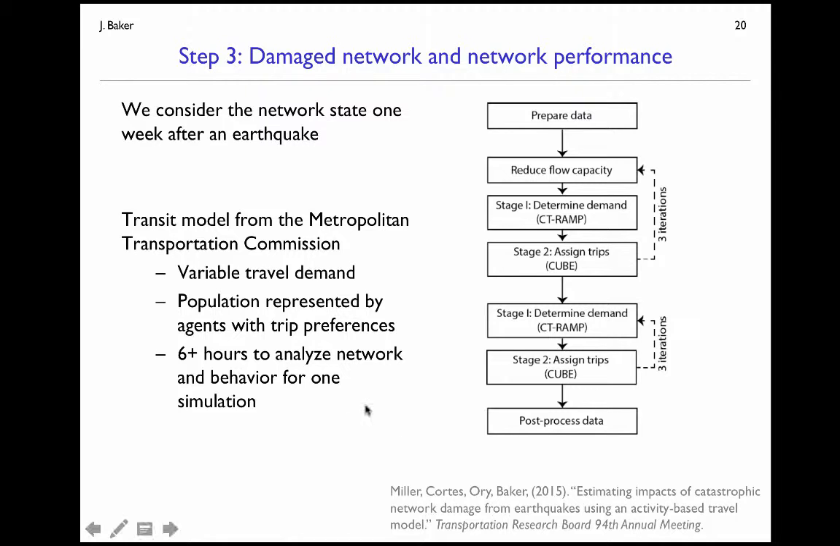Okay, so just a couple highlights is that we're going to head into the network. We're going to reduce the flow capacity on these damaged bridges, and then we're going to look at travel demand. This is using the CT ramp software. So based on the agent's travel preferences, we'll figure out what they want to do given the state of the network. And then trip assignment to get from origins to destinations is going to happen via Cube. And we're going to work through this process in 3 iterations of iteratively reducing the flow capacity.